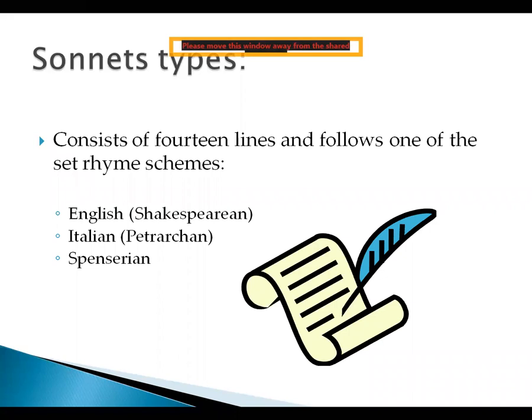Like Shakespearean sonnet, the English sonnet, this pattern was introduced by Shakespeare, that's why it is called Shakespearean sonnet. The Petrarchan sonnet's format, style, was introduced by Petrarch. Similarly, the Spenserian sonnet's format was introduced by Spenser. So that's why there are three types of sonnets.